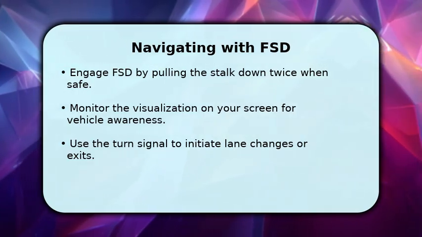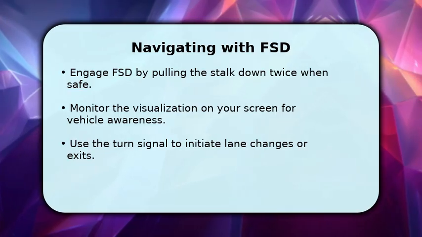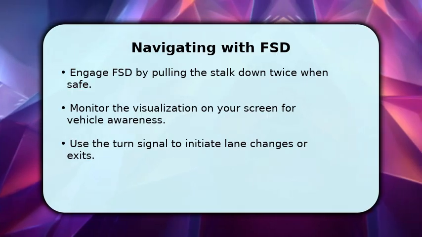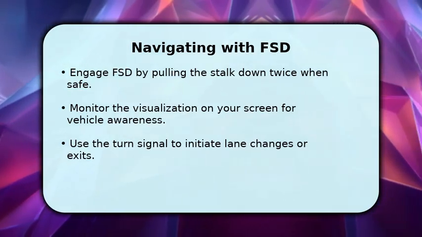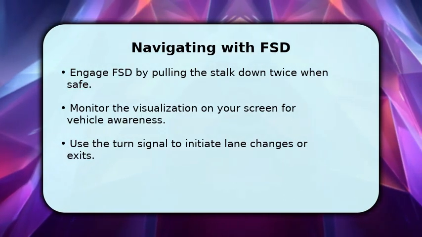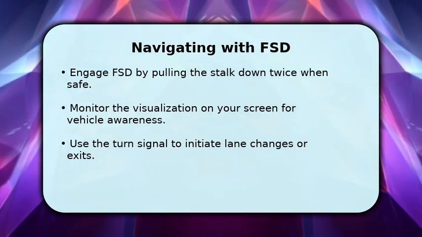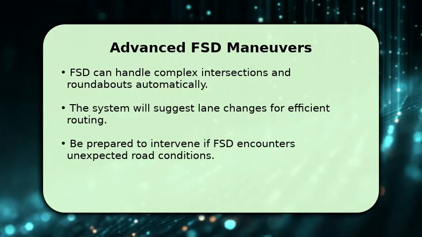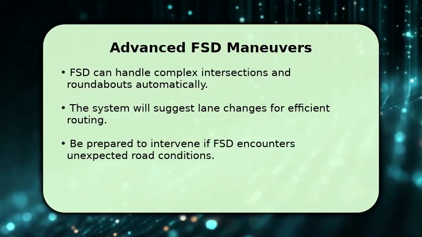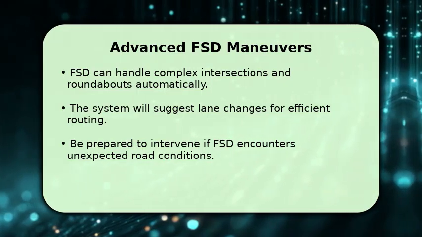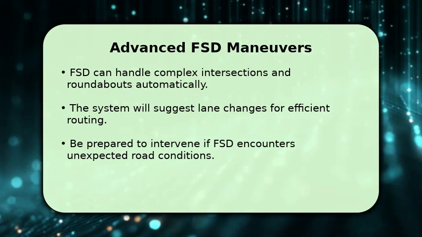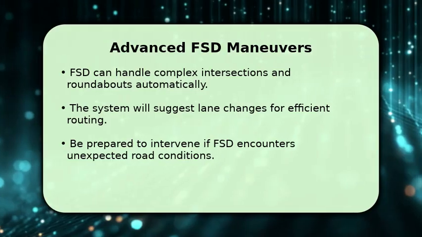To request a lane change, simply tap the turn signal in the desired direction. FSD will then assess the situation and execute the maneuver when it's safe. Always keep your hands on the wheel and be ready to intervene. FSD is designed to manage more intricate driving scenarios, including navigating complex intersections, making turns, and even handling roundabouts. It will proactively suggest and execute lane changes to follow your route efficiently.